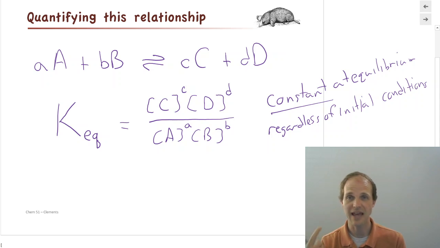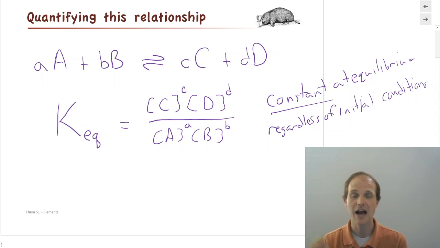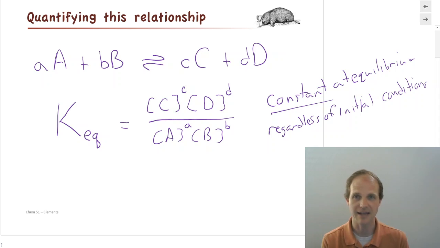I start with A and B and C and D present. I let it come to equilibrium. I calculate K, it'll be 50. I start with only C and D. I start with only products, right? Which really stretches that definition of reactants and products that you're familiar with. I start with only products. I let it come to equilibrium. I calculate K, it will be 50.